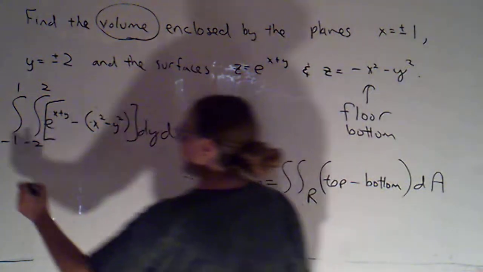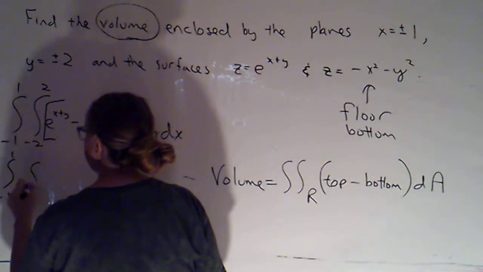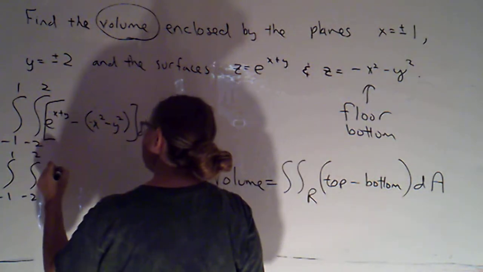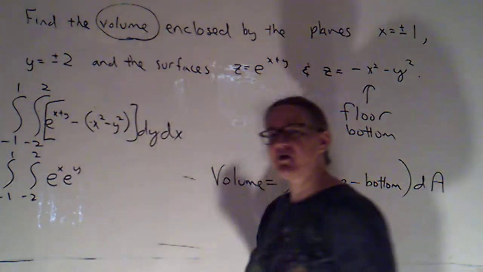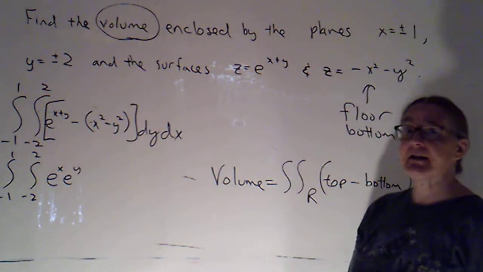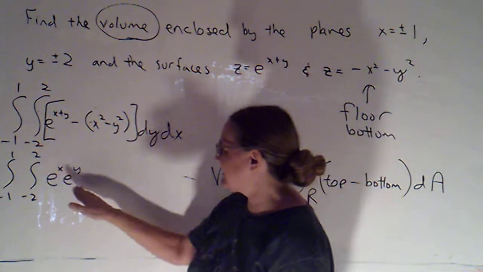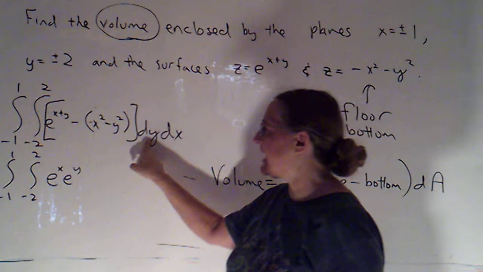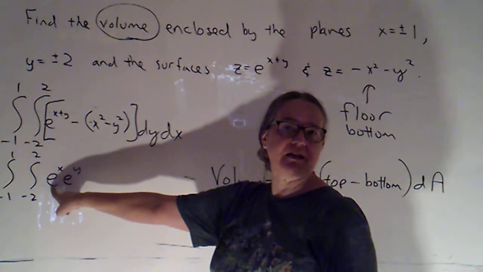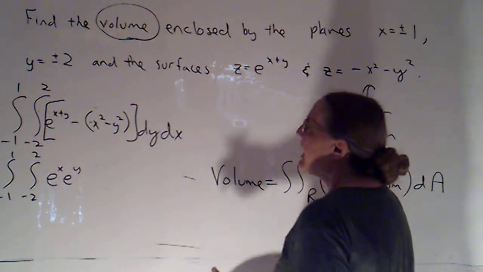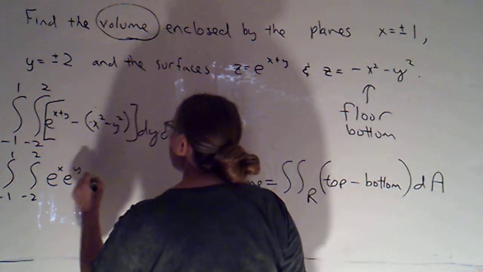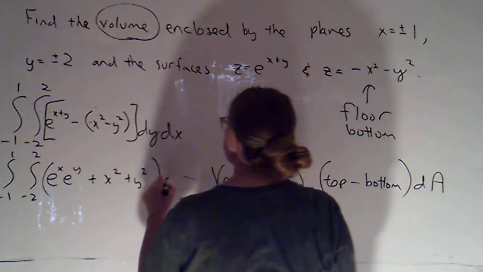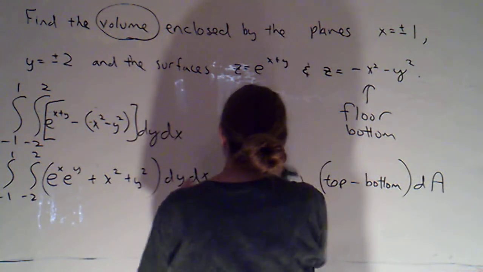So I'm just going to simplify this a little bit before I integrate. First of all, I'm going to just use rules of exponents to say that that's e^x times e^y. Not absolutely necessary to do that, but that really keeps them as separate factors, which is kind of nice, so that when I'm integrating with respect to y, this whole factor e^x will be considered constant. Okay. And then I'm just going to distribute this negative, so it'll become plus x squared plus y squared dy dx.